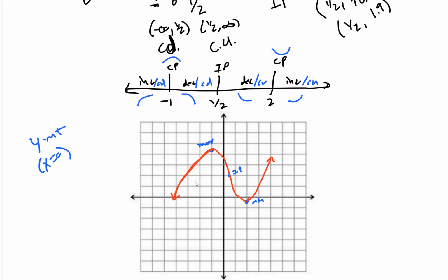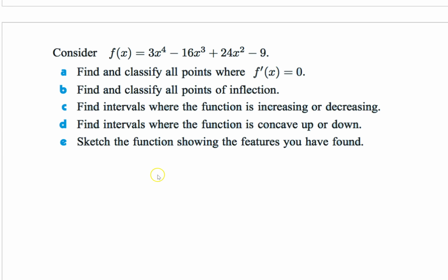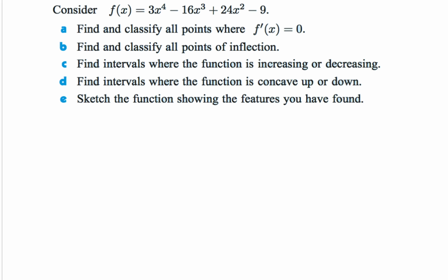And that's your graph. A lot of it's just finding the inflection points, finding the max and min, and then combining that with the concavity. Let's go to the next one. So here's another one. Same concept. We're going to try to classify all these critical points, do all the stuff, and graph it.